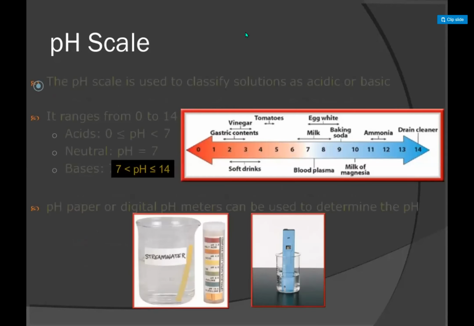So what is the pH scale? You can see the pH scale in the picture. pH ranges from 0 to 14. If pH is greater than 7, that means the solution is basic. If the pH is less than 7, that means the solution is acidic. And if pH is equal to 7, that means your solution is neutral. So pH paper or a digital pH meter can be used to determine the pH.